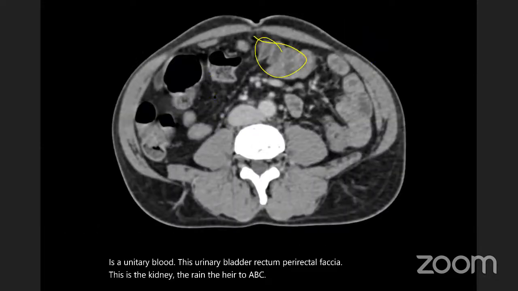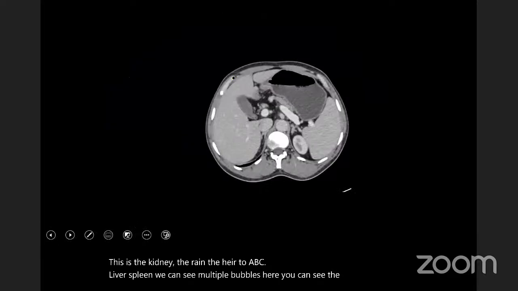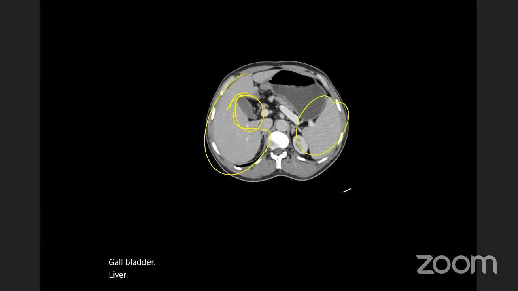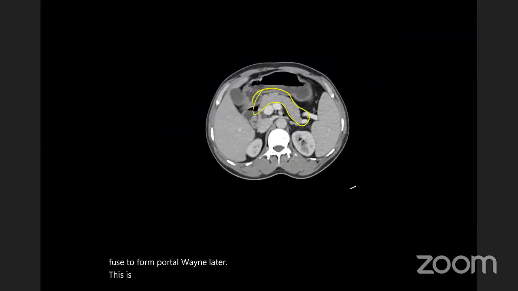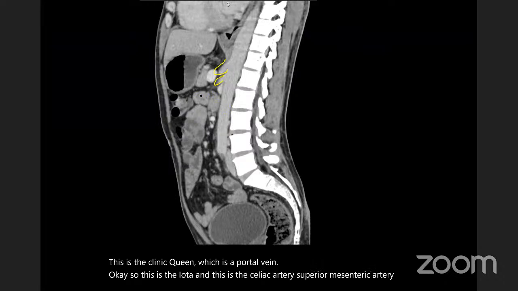You can see multiple bowels here. You can see the mesenteric fat, gallbladder, liver, spleen. Any doubts in this? This is the portal vein. This is the splenic vein, which will fuse to form the portal vein later. This is the pancreas. This is the splenic vein, this is the portal vein. Okay, so this is the aorta and this is the celiac artery, superior mesenteric artery. Somewhere down it will form the inferior mesenteric artery.